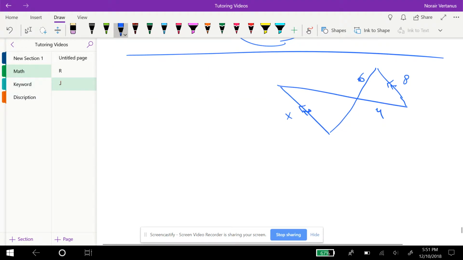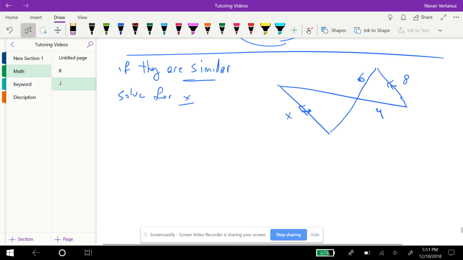All right, so the question says for each part below, decide if the triangles are similar. So we need to figure out if they're similar. If they are similar, use the properties of similarity to solve for x, if it's possible. And if they are not similar, explain why not.